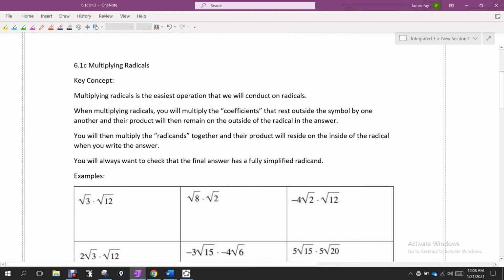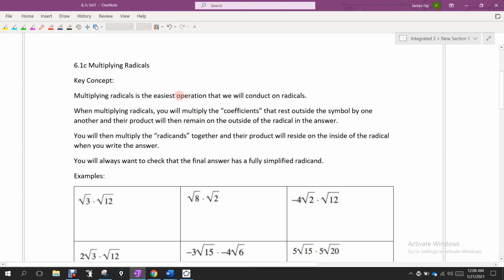Alright, so this is going to be the section that we deal with multiplying radicals. So far, yesterday's lesson was adding and subtracting them. We've done some simplifying of them. Now we move on to multiplying them, and this is actually going to be the easiest thing we do with radicals. It says multiplying radicals, easy operation.